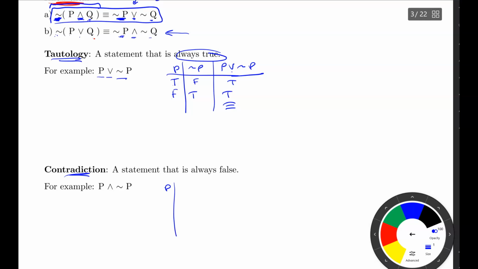So again, let's make up a truth table for this. True and false are my only options for P, and not P is false and true. So make up a column for P and not P. They both have to be true in order to get a true. So true and false is false. False and true is false.